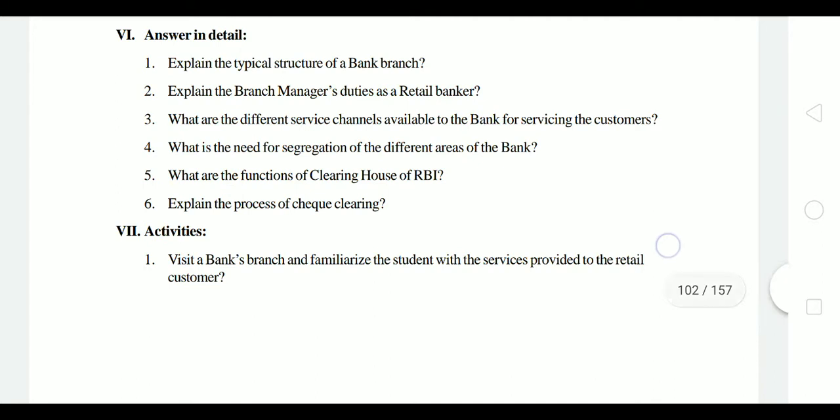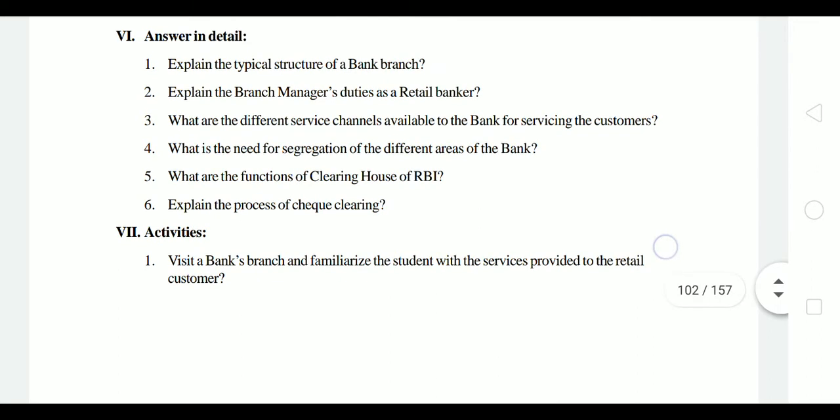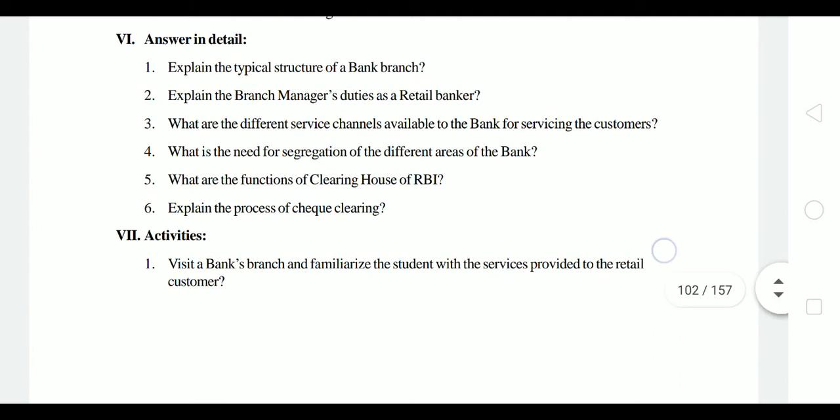Next is what is the need for segregation of the different areas. The main reason for segregating, meaning separation of areas of a bank, like front office, back office, middle office, is that employees are able to focus on their own work within that area. Whenever we know that this is the work, this is the job we need to do, an employee particularly focuses on that particular job. Employees require special skills for performing that job, so according to their skill, they are put into that office.